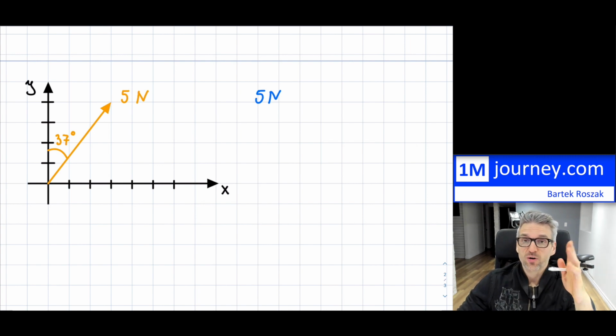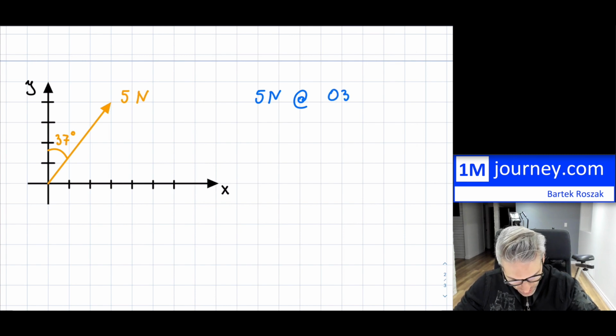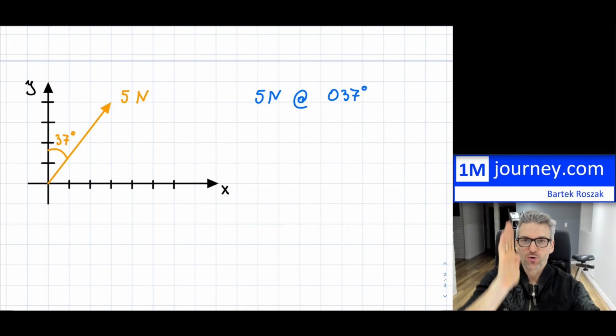If you recall, you have either true bearings, quadrant bearings, or bearings with respect to the horizontal, which you go around counterclockwise. So if I would write this out, I would say this is 5 newtons at 37 degrees, and this would be with respect to the true bearing, which is the north bearing.